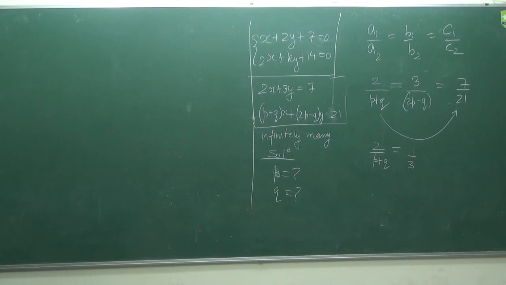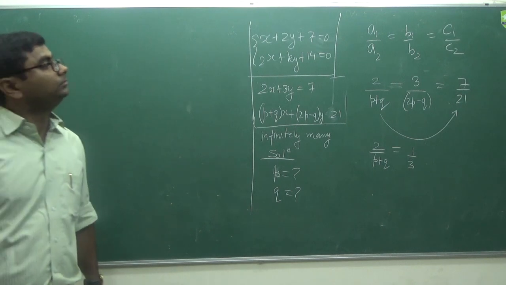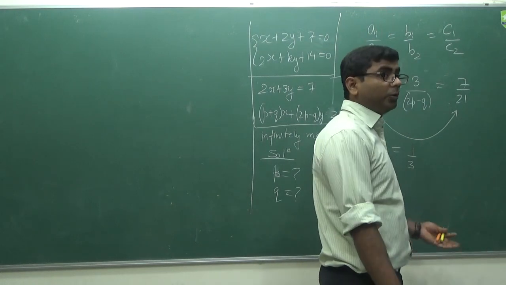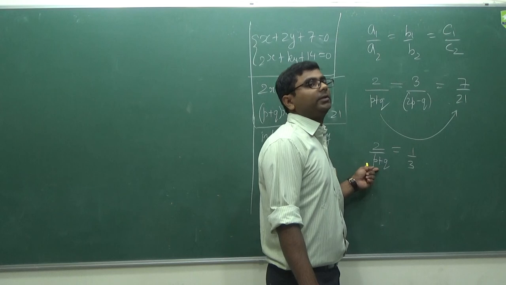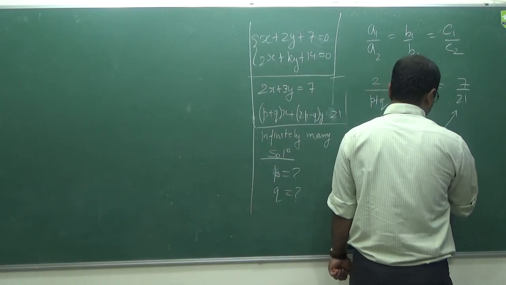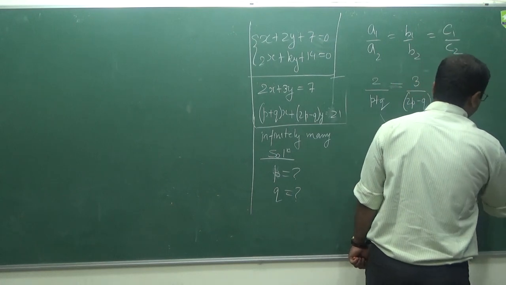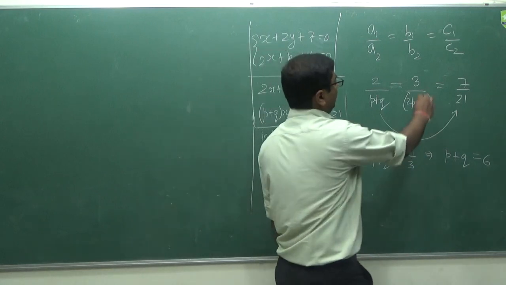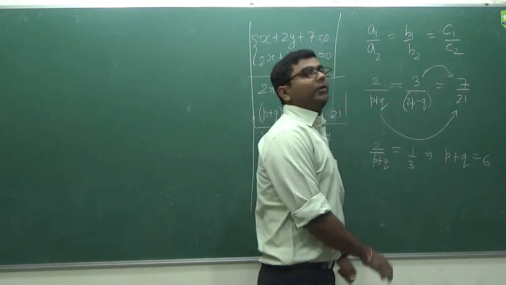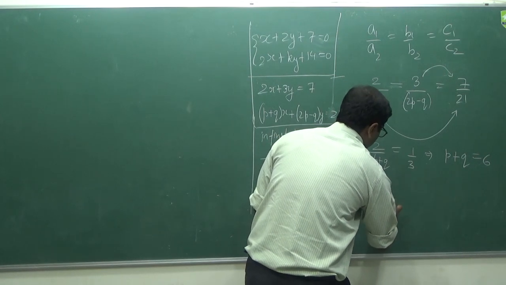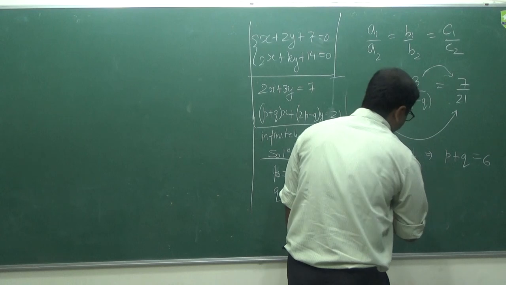It would be the same if we did 3 by 2p minus q. You'll have to use both; you'll not be able to solve this together in one. So p plus q equals 6 is equation number 1. Then if you equate these two, what will you get? 3 upon 2p minus q is equal to 1 upon 3 again.